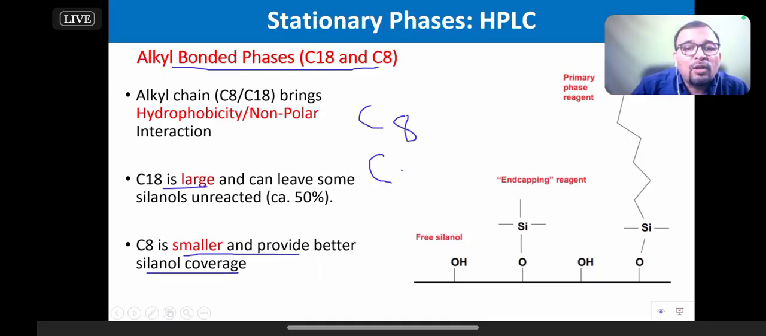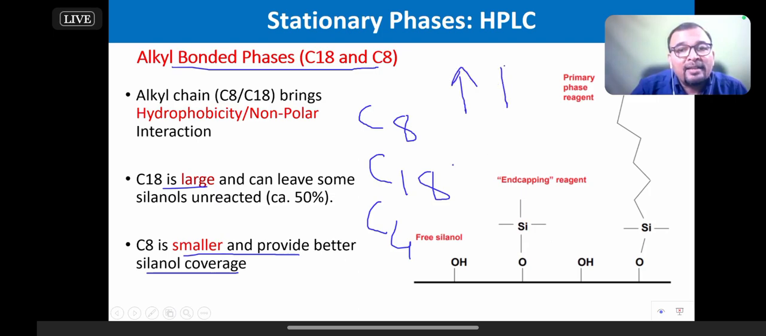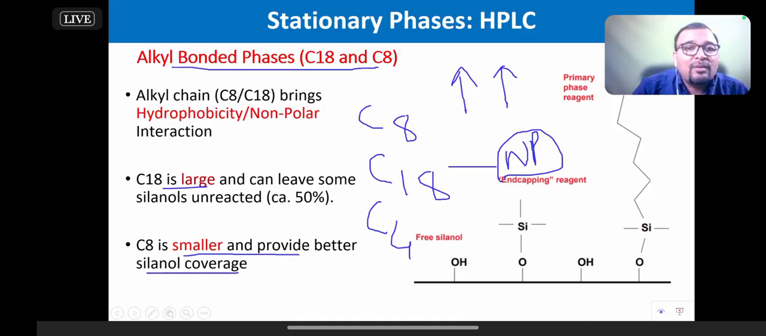So which one is more non-polar, C8 or C18? C4 anyway we don't think about, but which one is more non-polar? Increase in size increases the non-polarity. So this is highly non-polar, C18. Got the point? Type in yes in the comment box. Let us discuss the second stationary phase now.